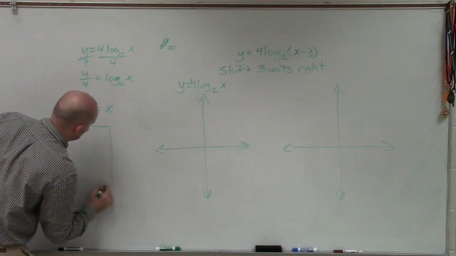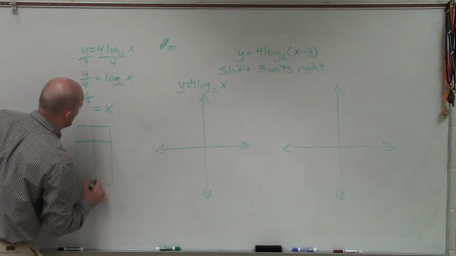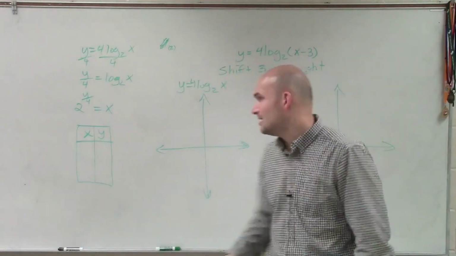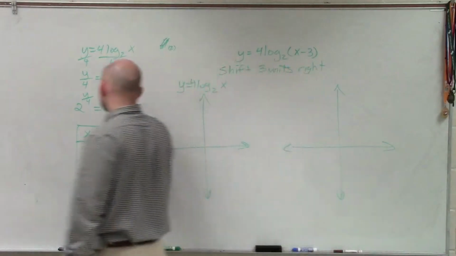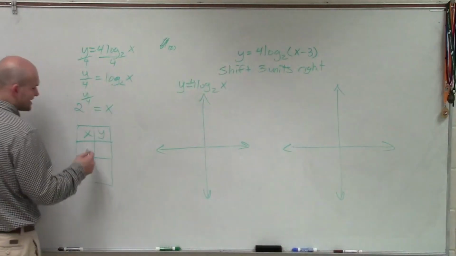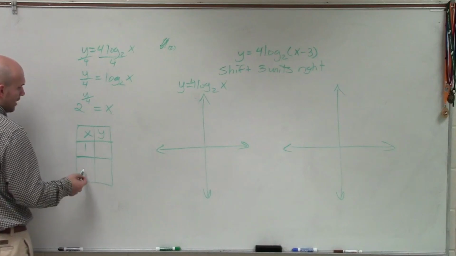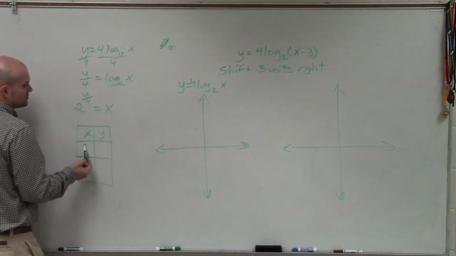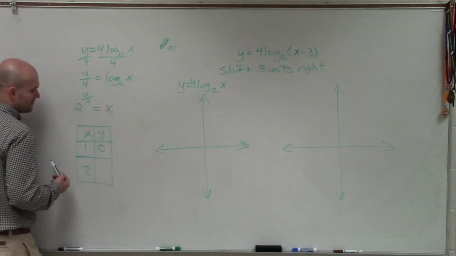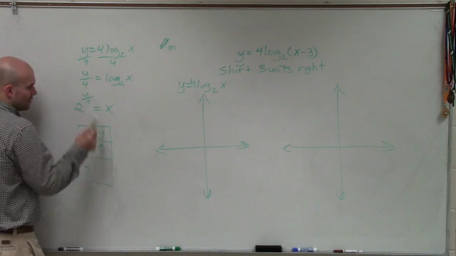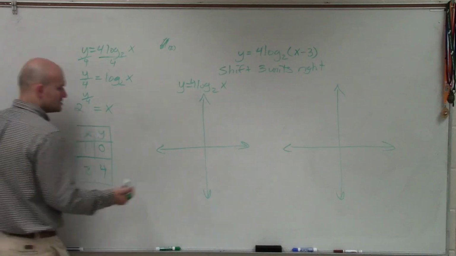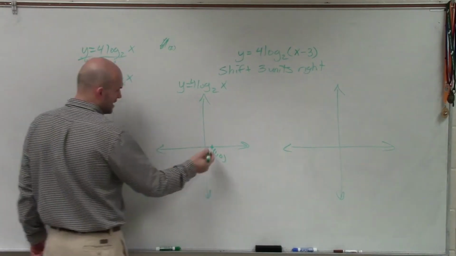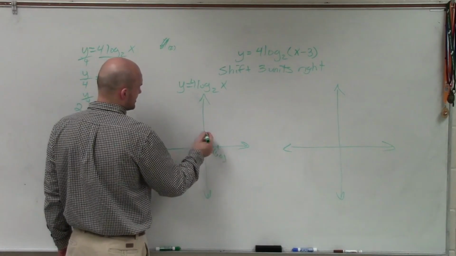So when I want to create a table of values, and remember, when I'm doing a table of values for logarithmic equations, I just want to pick 2 values. I don't need to get crazy. And usually my 2 favorite values are when x equals 1 and when x equals the base of your exponent. So when x equals 1, we know that y has to be 0. And for x equal to 2, we know that y has to equal 4. So now I can plot those 2 points. I have 1, 0. And then I have 2, 4.